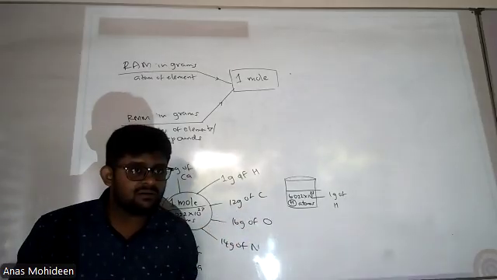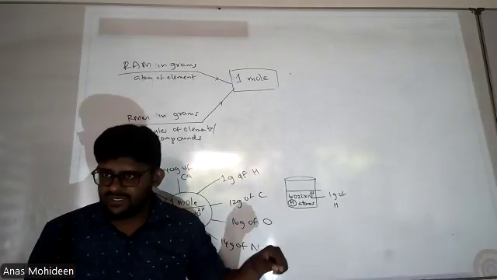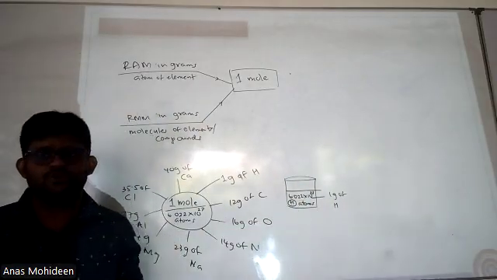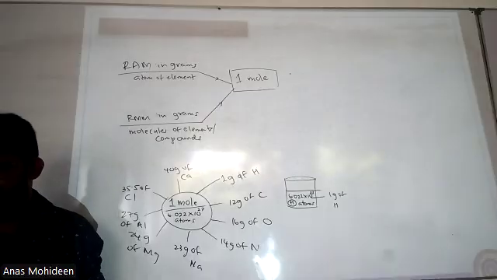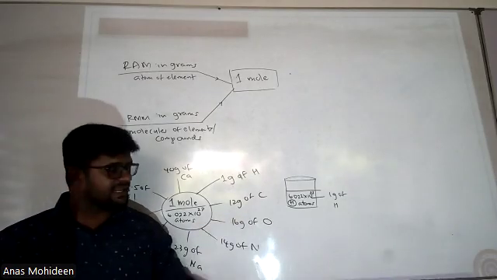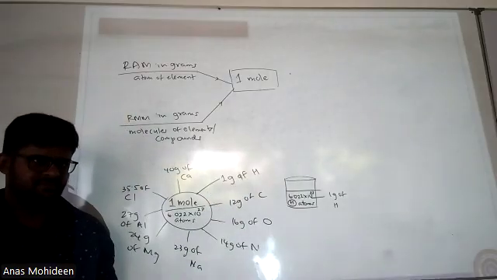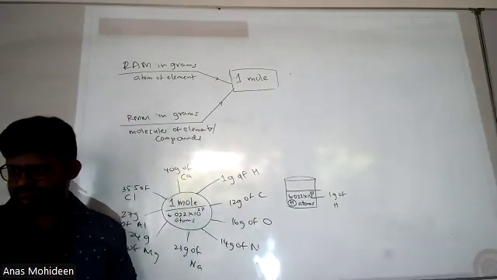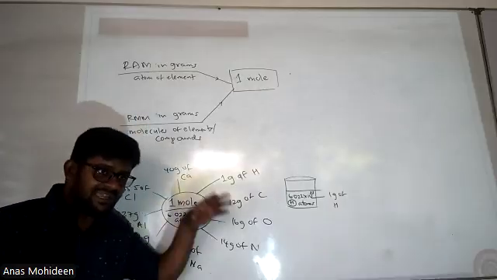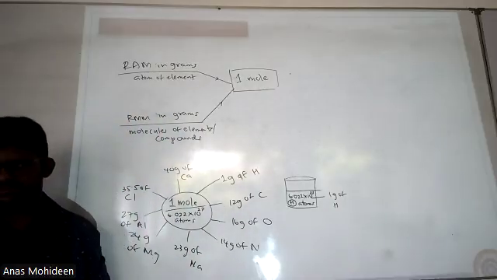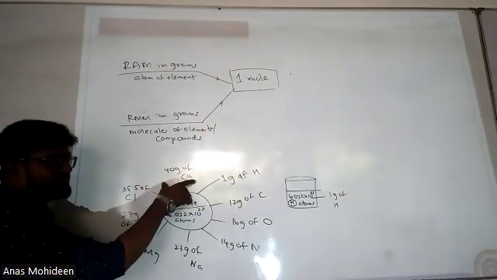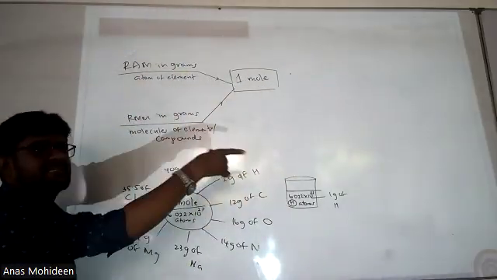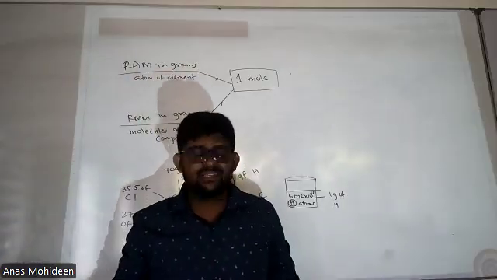You take 12 grams of carbon. 12 grams of carbon is 1 mole of carbon, right? So 1 mole of any substance contains 6.022 into 10 to the power 23 particles. So 12 grams of carbon contains the same number of carbon atoms. 16 grams of oxygen contains the same number of oxygen atoms. 14 grams of nitrogen contains the same number of nitrogen atoms. Understand? And 40 grams of calcium you take, it contains 6.022 into 10 to the power 23, the same number of calcium atoms. Then why are the masses different?